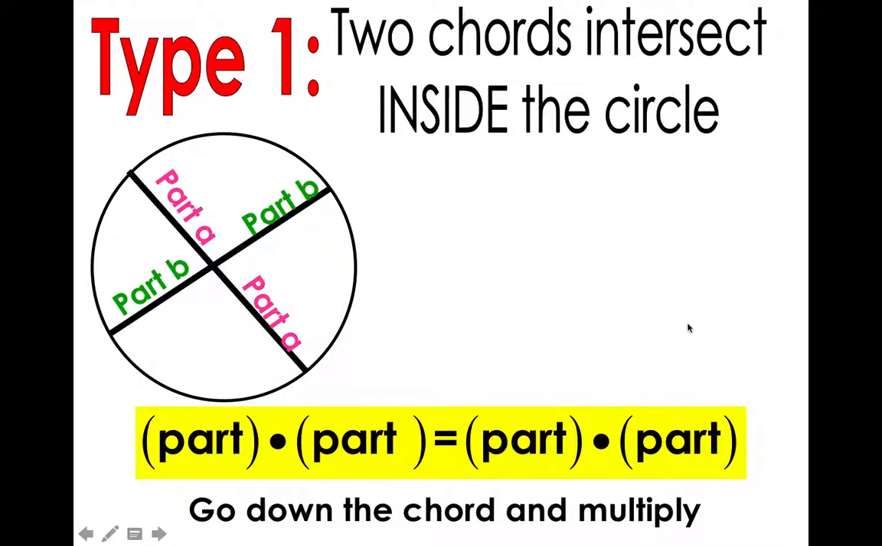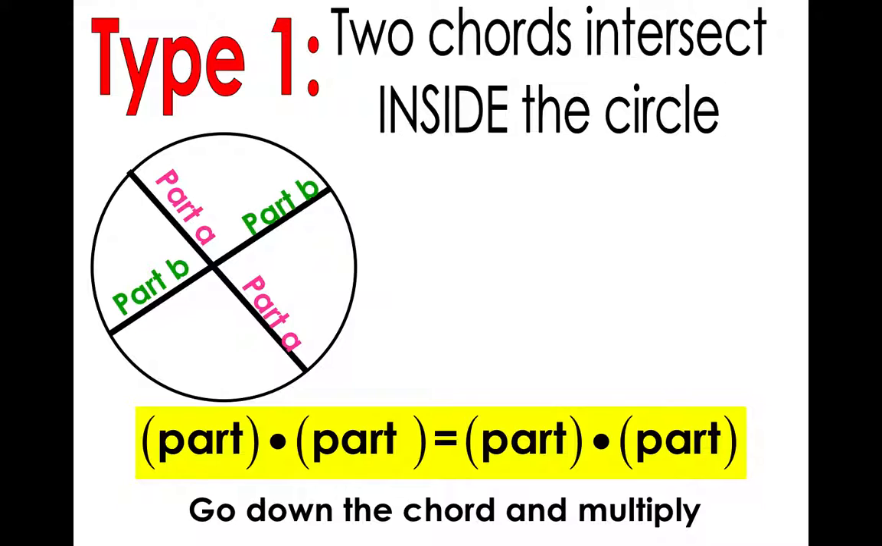So if you look right above number 9, 10, and 11, we've got two chords that intersect inside of the circle. So in the box located right above number 10, you should write down the formula part times part, or part A times part A equals part B times part B.